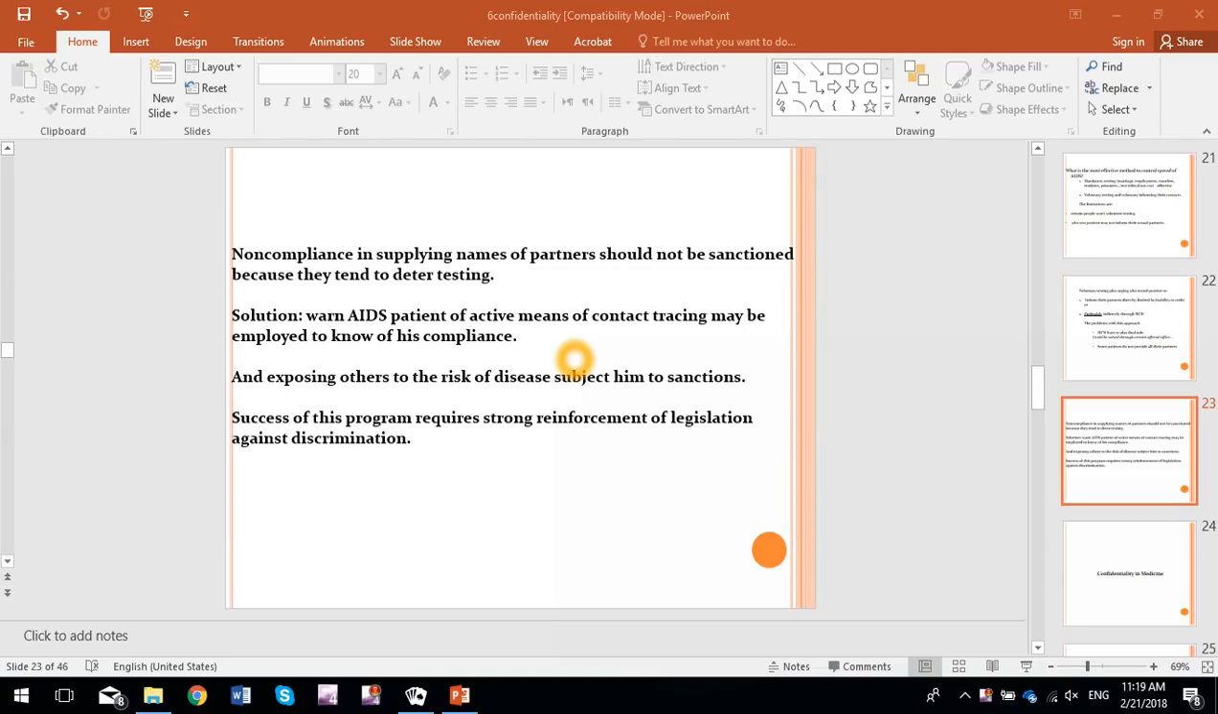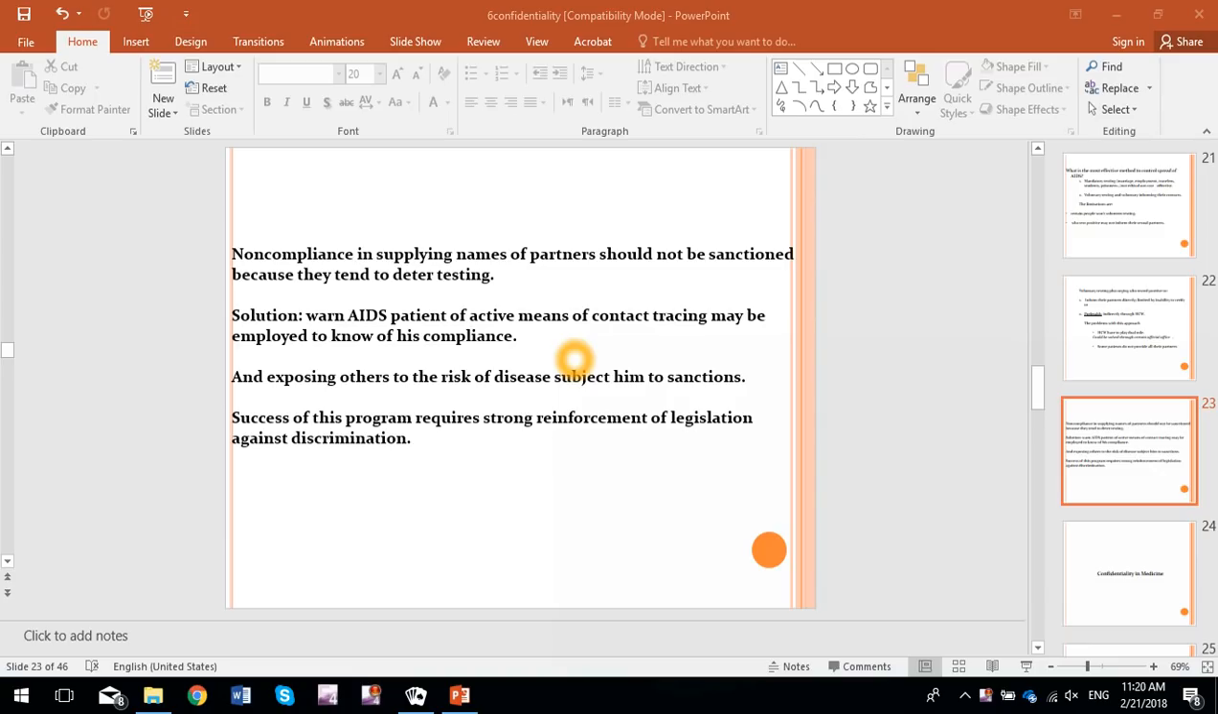Again, we need to remind ourselves of all these discussions. We need what? For the program to succeed, which is voluntary testing, voluntary informing, and at the same time warning the HIV positive patient that we have the ability to verify whether you informed your partners or not. The success of this program requires what?